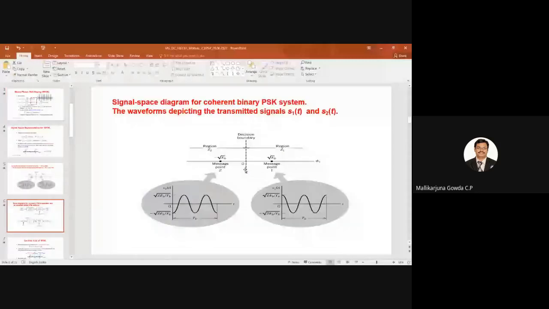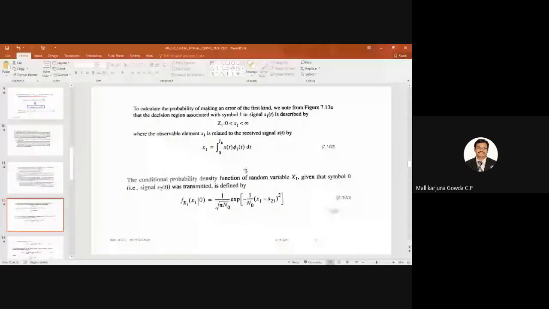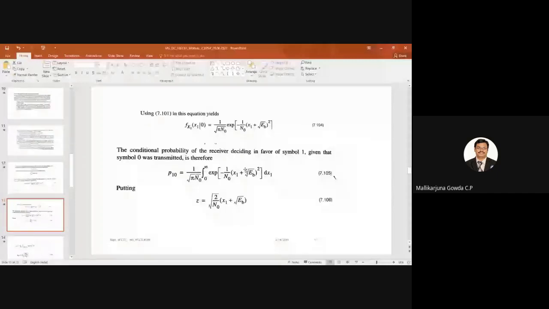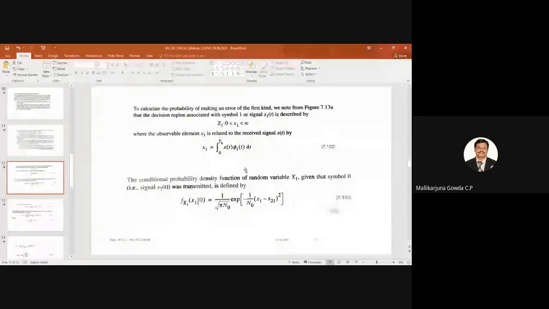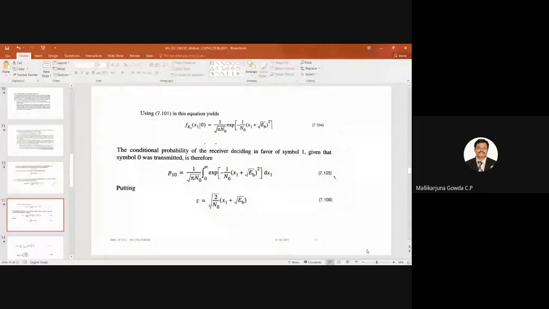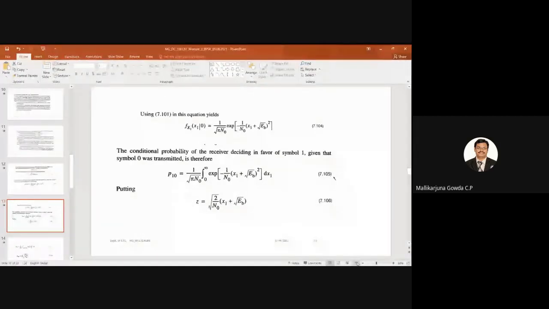Fine. With that equation, I hope you are able to understand the previous conditional probability density function equation. I am just substituting the value of S21 in the previous equation. This is the conditional probability density function of the random variable x1 when 0 was transmitted. I substitute S21 as minus root Eb, so I have written x1 plus root Eb. Minus of minus root Eb becomes plus root Eb, that whole square.